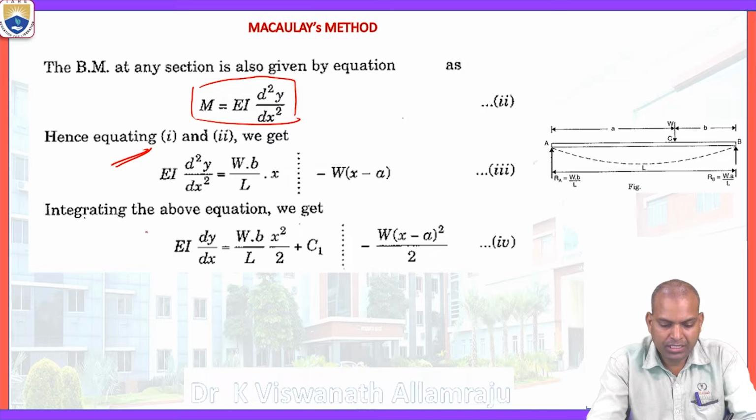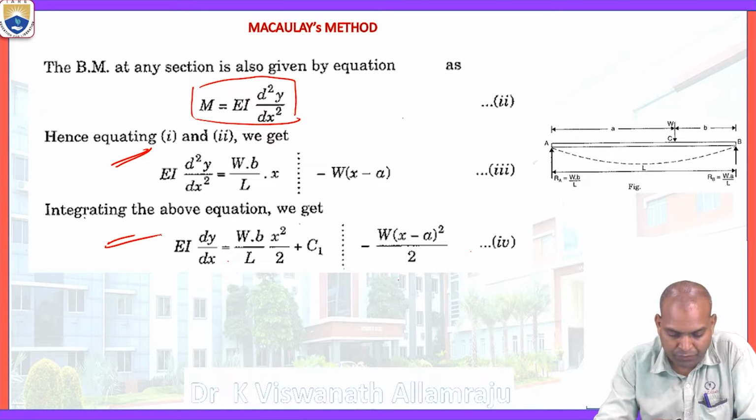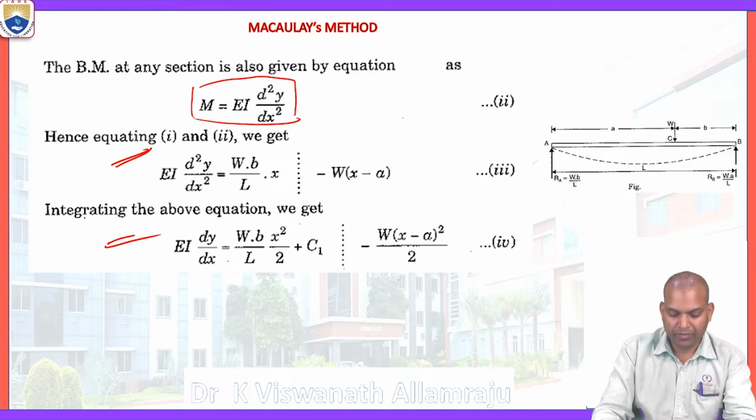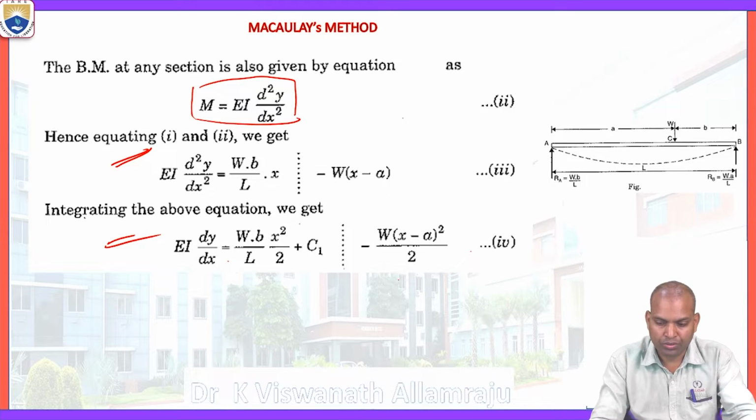Now, first integration: integrating equation 3, EI times dy by dx equal to, and we are going to add the constant of integration in the first part only, not in the second part. Wb by L times x square by 2 plus c1 minus W times (x minus a) whole square by 2. This is equation 4. This equation 4 gives the slope equation, provided the constant of integration c1 is known.